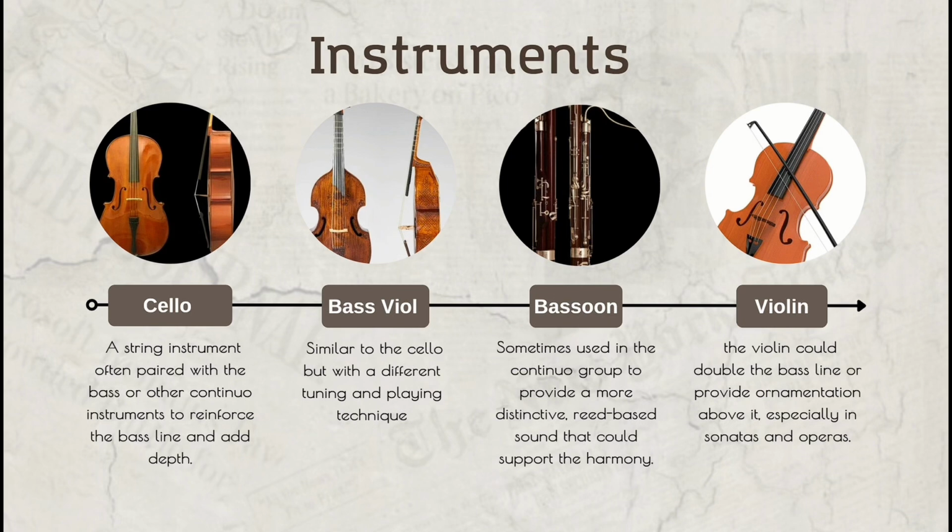In fugues, the continuo instrument will often reinforce the harmonic structure and provide the framework for the thematic development in the lower registers. In sonatas, they would fill out the harmonic texture and sometimes even offer counterpoint to the melody. For opera and oratorio, the continuo would vary in complexity, sometimes being more ornamented in recitatives or more grounded in the arias.